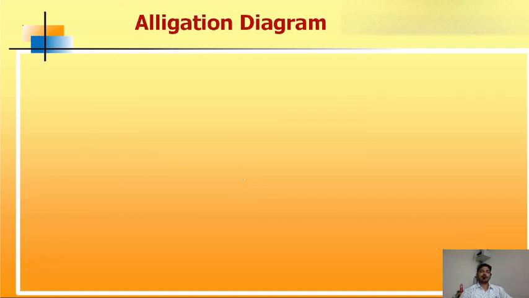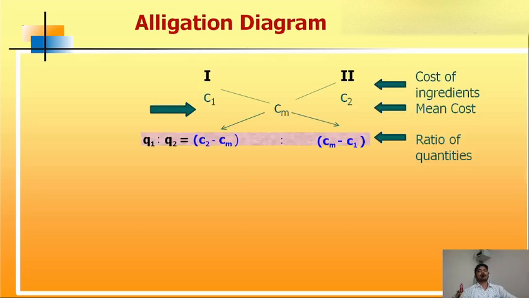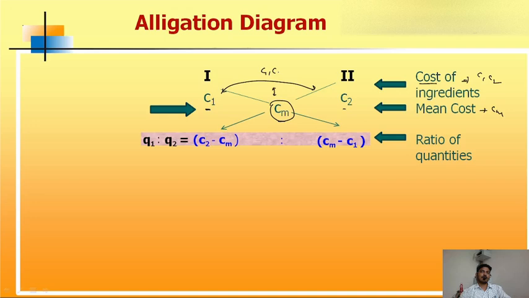Let's see the explanation regarding this one. Here C1 is the price of one quantity, C2 is the price of the other, and Cm is the mean price. This C1 and C2 are the costs of ingredients, and Cm is the mean cost. In the end we get the ratio of quantities. This Cm value must lie between the C1 and C2 values, so it lies in this range only. Accordingly we need to choose the mean value.